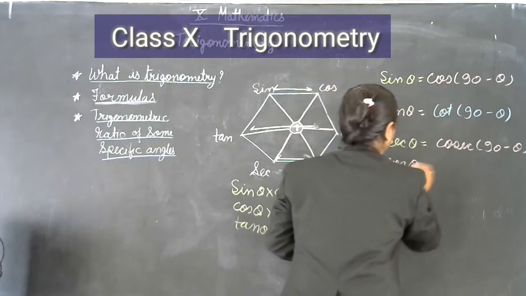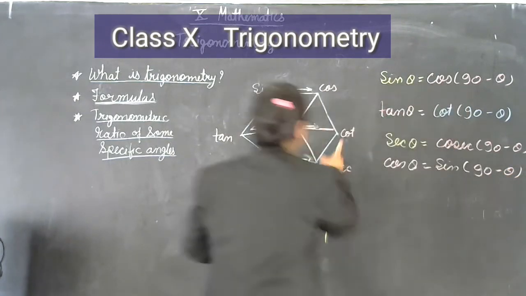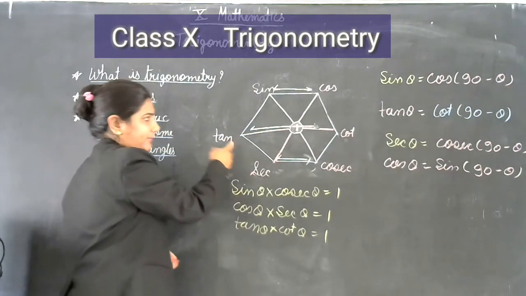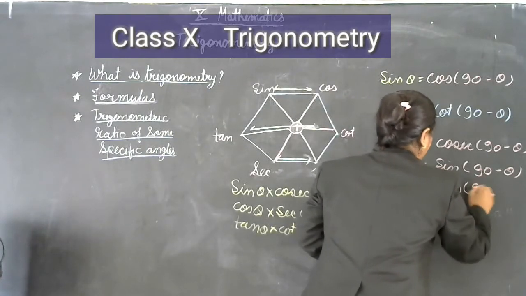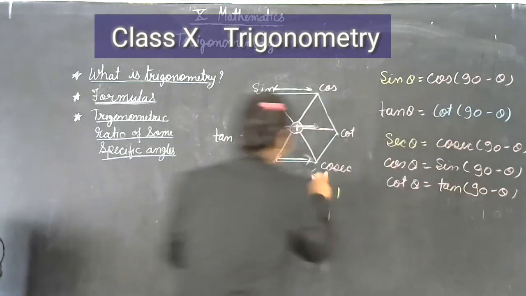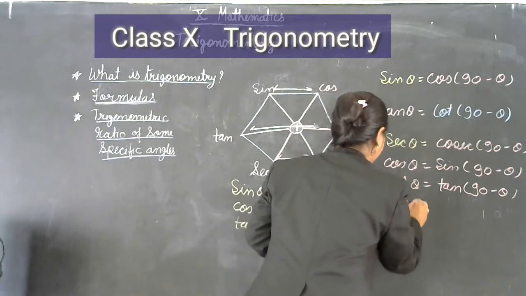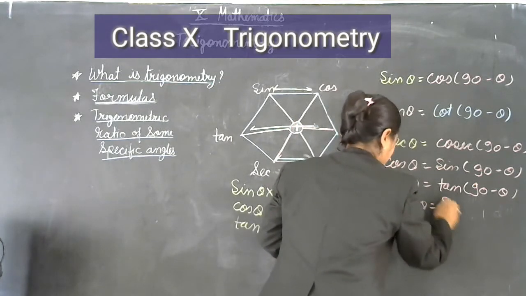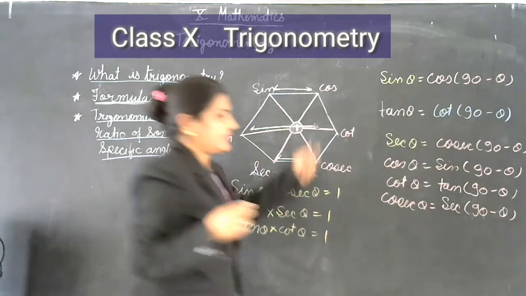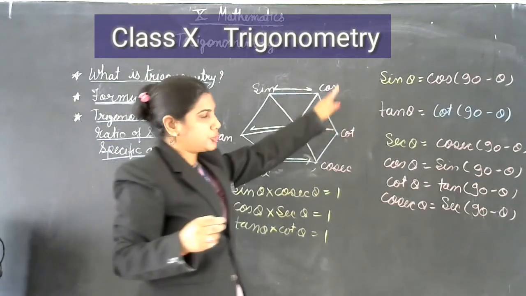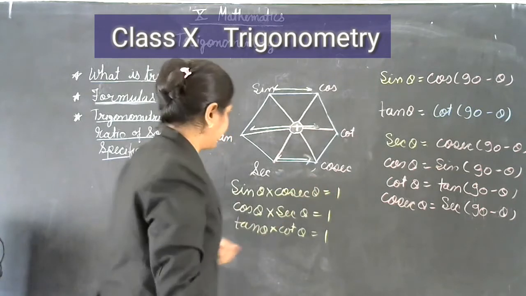Cos theta equals sin of 90 minus theta. And cot theta equals tan of 90 minus theta. And cosec theta equals sec of 90 minus theta. So these are the complementary ratios of the trigonometric ratios which we use in exercises.